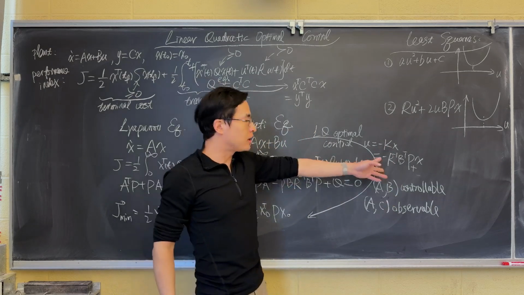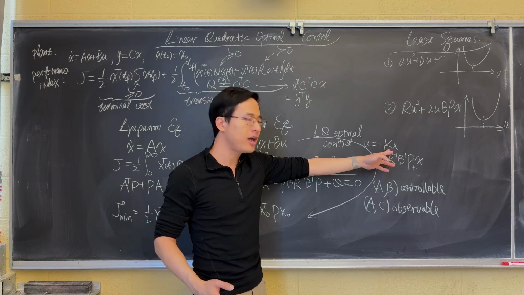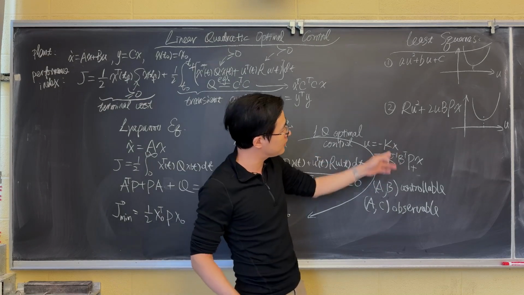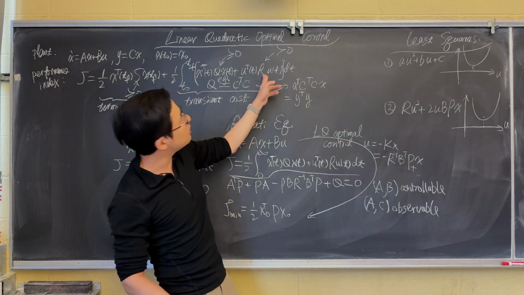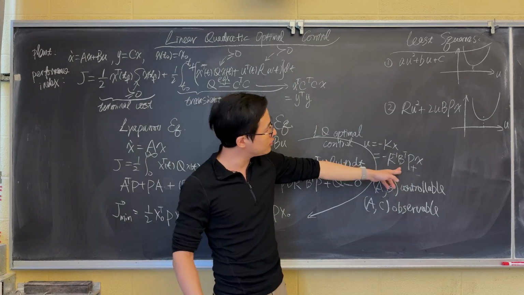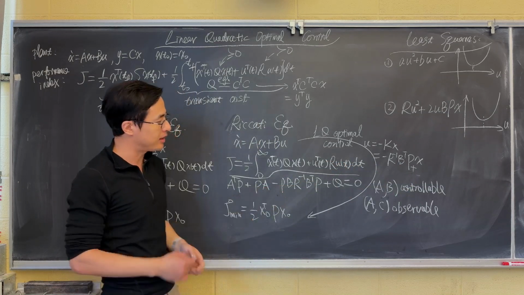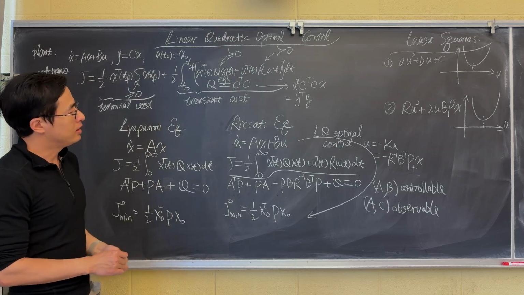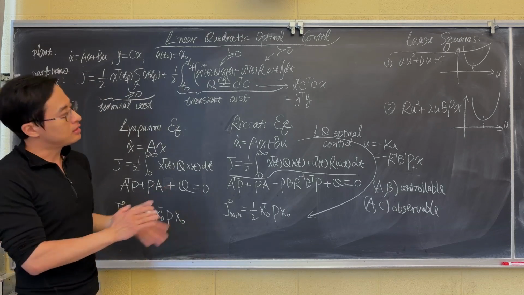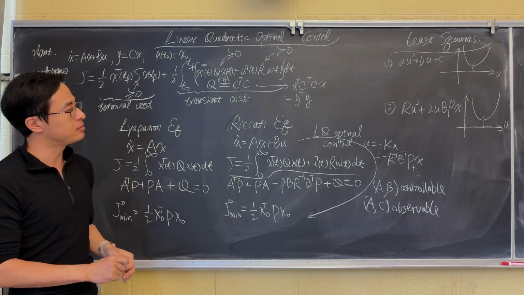As it turns out, the general form of this K, the gain for the state feedback, is this one. It depends on R, it depends on the B matrix, it depends on the P matrix, which is a solution to this algebraic Riccati equation. That is a big overview of the linear quadratic LQ optimal control problem.